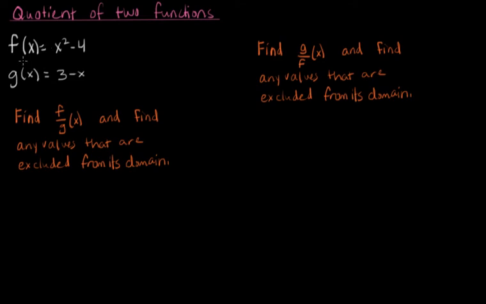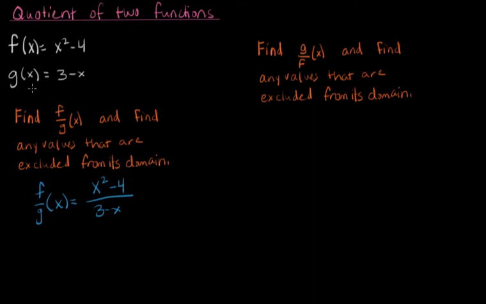It says that f of x is equal to x squared minus 4, and g of x is equal to 3 minus x. So it says find f over g of x and find any values that are excluded from its domain. So f over g of x is x squared minus 4 over 3 minus x. And now we just need to look for any values that are excluded from its domain.